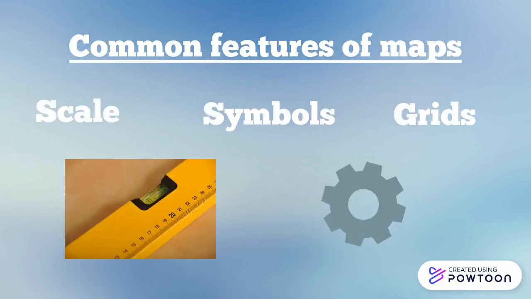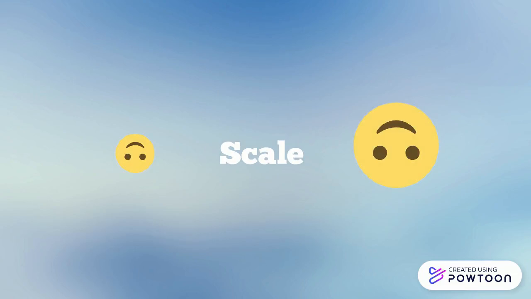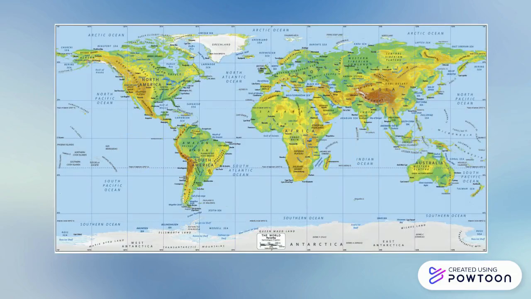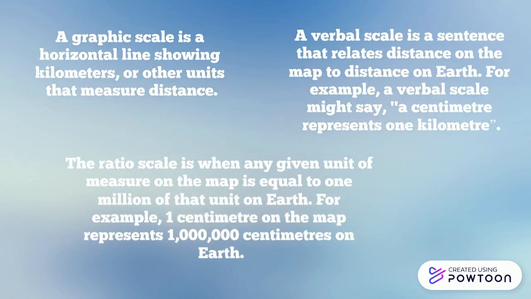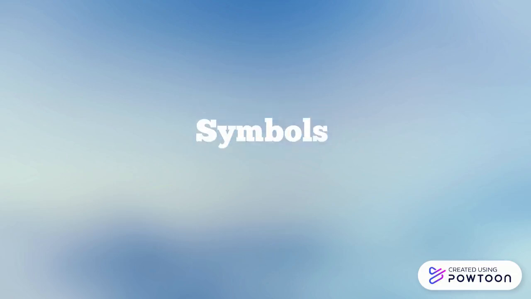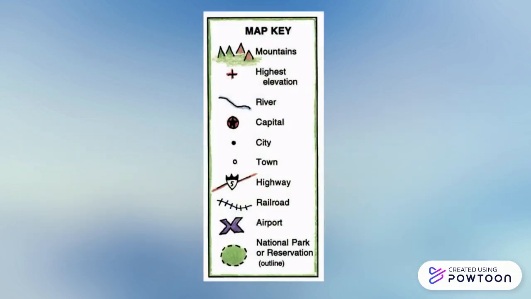Some common features of maps include scale, symbols, and grids. Scale indicates the relationship between the distances on the map and the actual distances on Earth. This relationship can be expressed by a graphic scale, a verbal scale, or a ratio scale. Symbols. Maps have symbols to represent geographic features. A map usually has a key or legend that explains what these symbols represent.